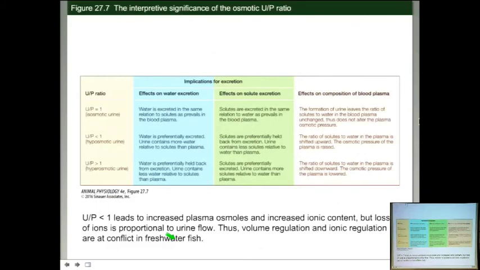And just a reminder from last lecture, the UP ratio less than 1 in these hyperosmotic regulators leads to increased plasma osmoles and increased ionic content, but loss of ions is proportional to the urine flow. So volume regulation and ionic regulation are in conflict in freshwater fish. They have to increase plasma flow to get rid of the water, but that means they're going to have to lose, no matter how dilute the urine is, they have to lose ions by that method.